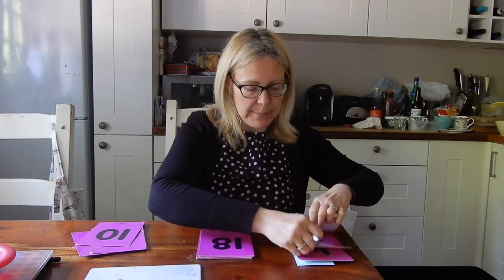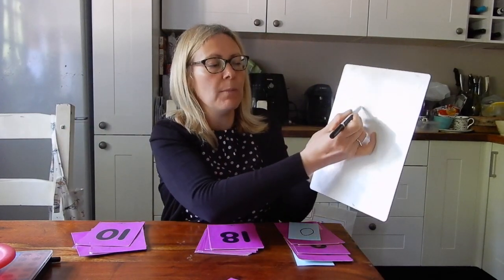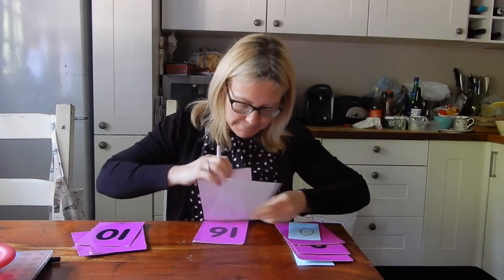Now I'm going to show you a bigger number. Let's go bigger. I'm going to show you this number. What is this number? 13. So you're writing one more than 13 on your board, jump one more on the 100 square, 14. Fantastic. Let's try that with another number.